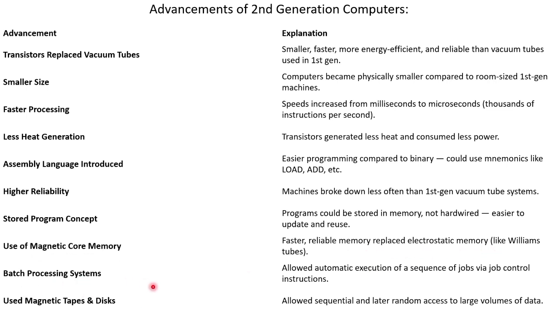Batch processing systems allowed automatic execution of a sequence of jobs via job control instructions. Use of magnetic tapes and disks allowed sequential and later random access to large volumes of data. The batch processing system is also known as the first operating system for second generation computers. In first generation computers, we did not use any OS, but in second generation computers, we started using an OS as a batch processing system. So yeah, that's it. These are the advancements of second generation computers.